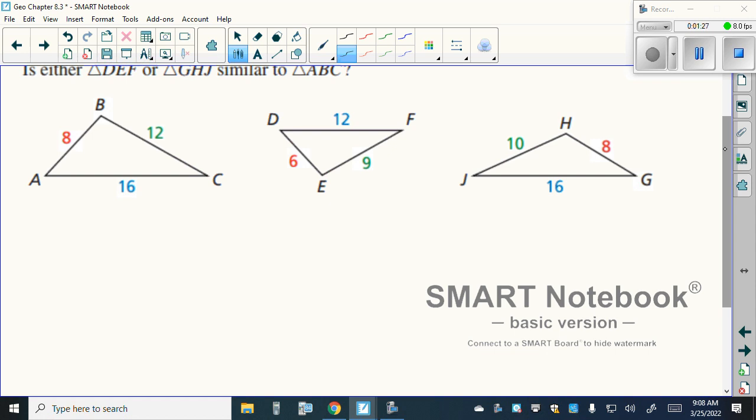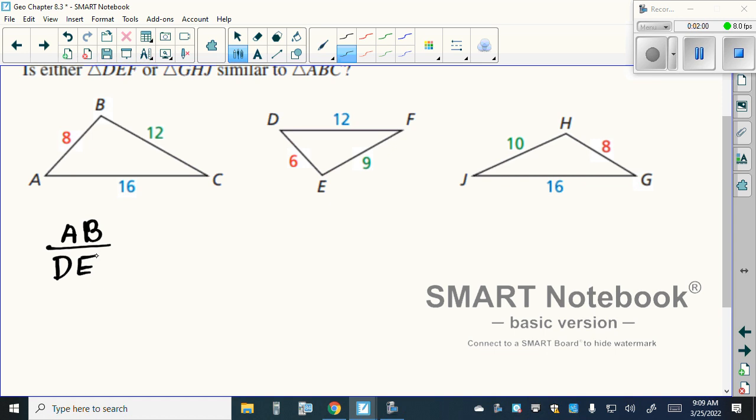So if we find this similarity, we can start off by saying AB corresponds to which side? DE. Yes. Now, we're able to cheat a little bit with this because, as we see on the screen, AB's length is 8, yes? And they colored it red. And if we look at DEF, the number 6 is also colored red.